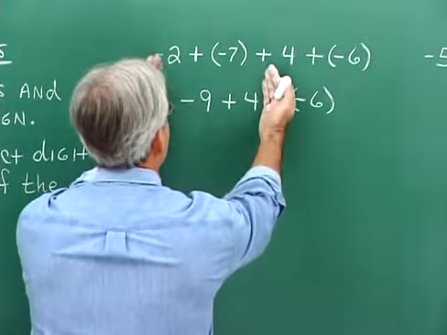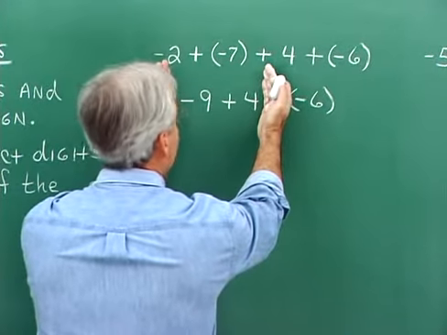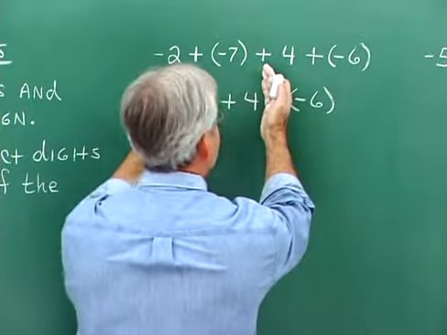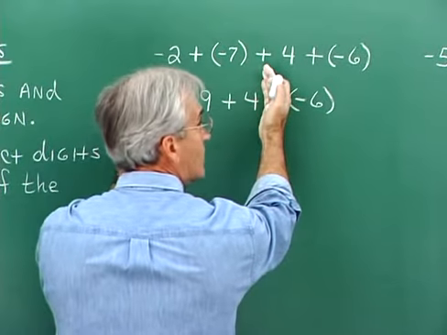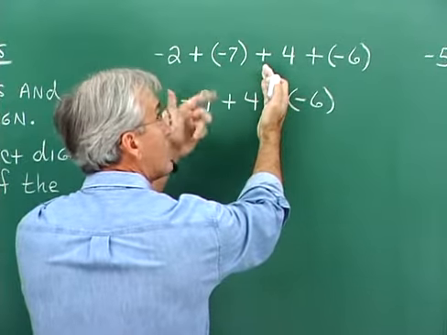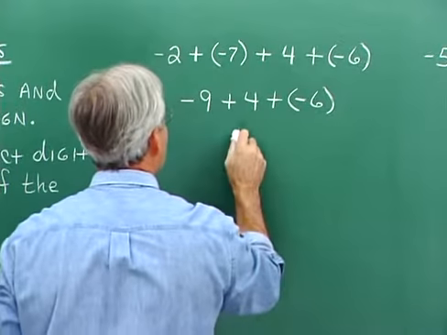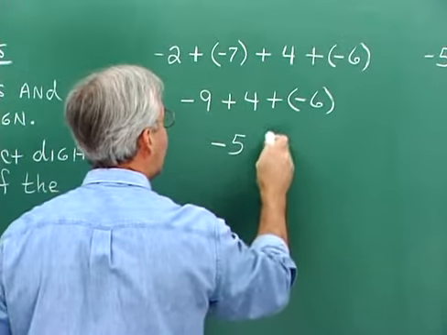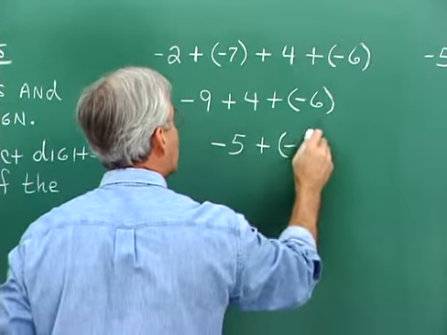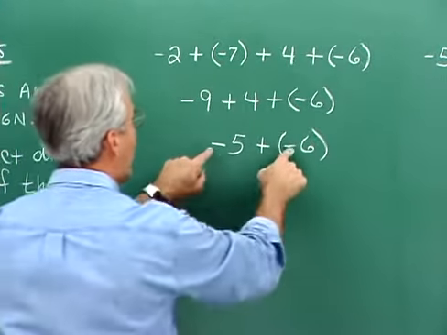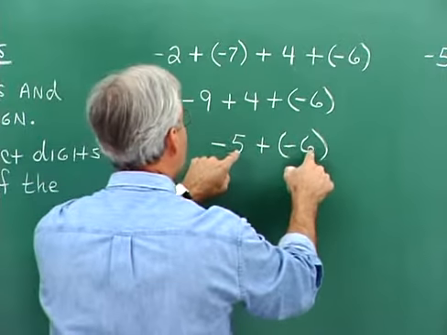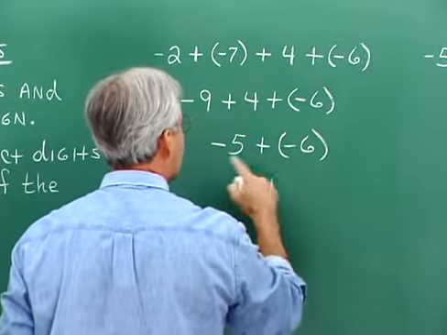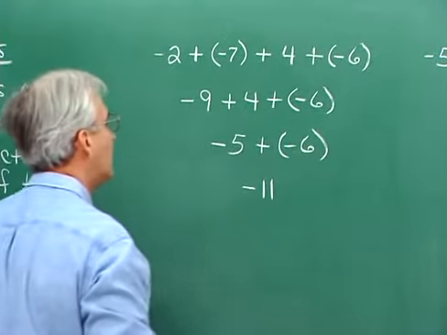So here, from left to right, we're going to add these two, negative 9 with positive 4. You see the signs are different, so we want the relative difference, the difference in digits. 4 from 9 gives 5, and attach the sign of the larger digit, it's negative, so negative 5, and then bring down the plus negative 6. Here we have integers that have the same sign, so we add the digits and attach the common sign. So negative 11 is the answer.